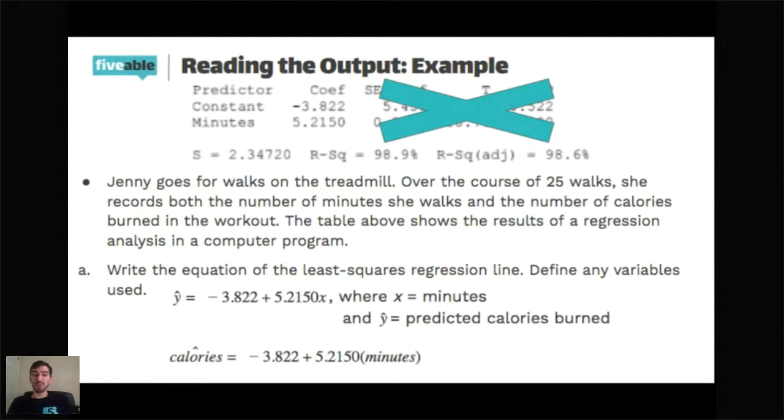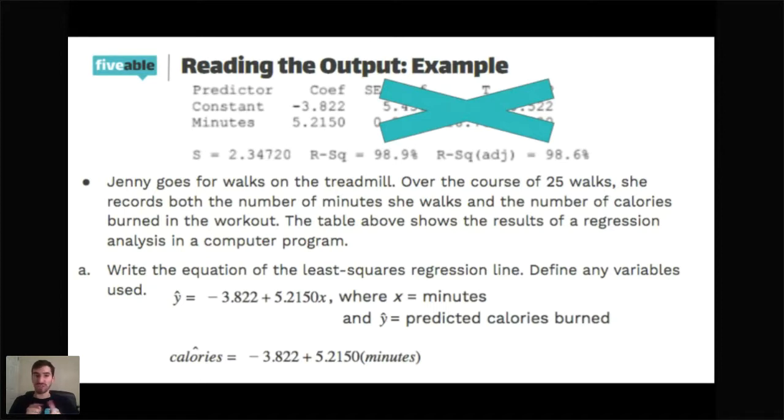If you're then told, okay, well, she walked 30 minutes and she actually burned 175 calories, they might then ask you for a residual based on what she actually did. So you again want to use the equation, predict the number of calories she's going to burn, and then do 175 minus the prediction. If it's positive, that means she ended up burning more calories than we thought, so we underestimated. And if it's negative, she ended up burning fewer calories than we thought, so we overestimated.